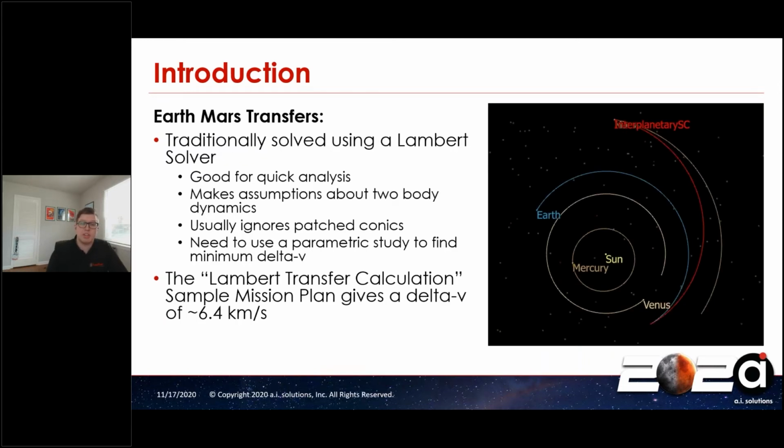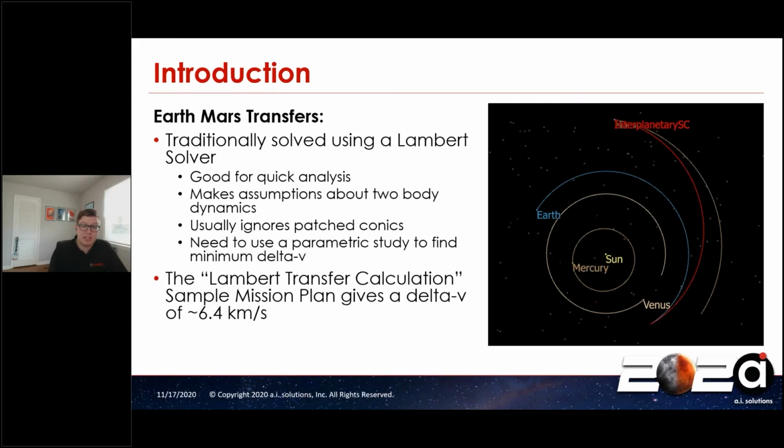Next up, I want to talk a little bit about Earth-Mars transfers. Traditionally, if you want to solve an Earth-Mars transfer, you're going to use a Lambert solver. It's really nice for some quick and dirty analysis. It gives you pretty easy results. But unfortunately, you make a lot of assumptions when you do that. You're usually assuming two-body dynamics, and frequently you're ignoring patched conics. I have seen some Lambert solvers that did consider patched conics, but that's not usually the norm.